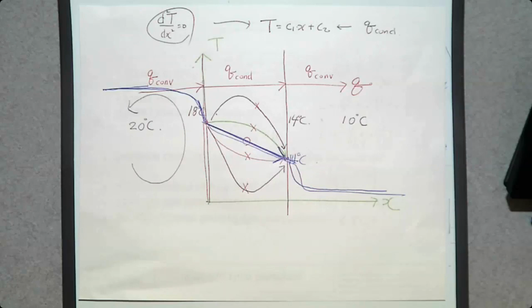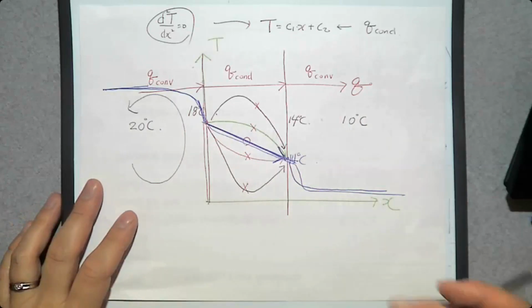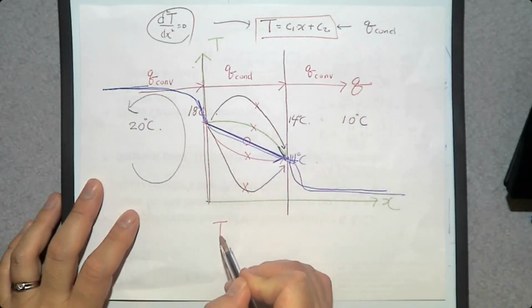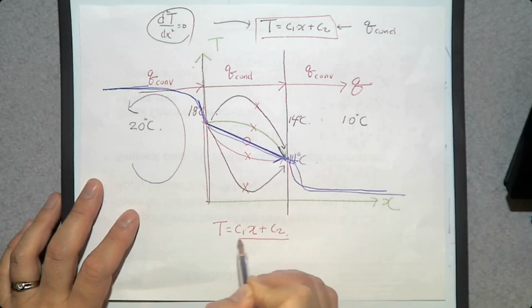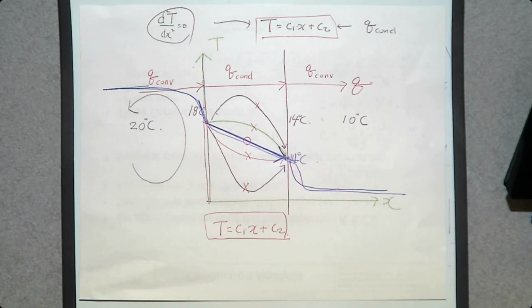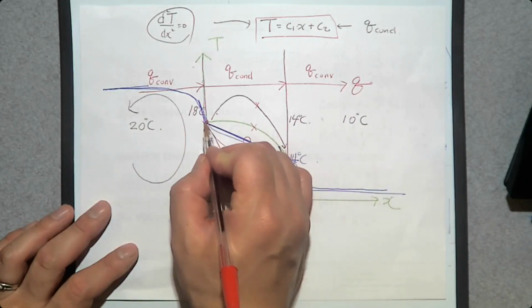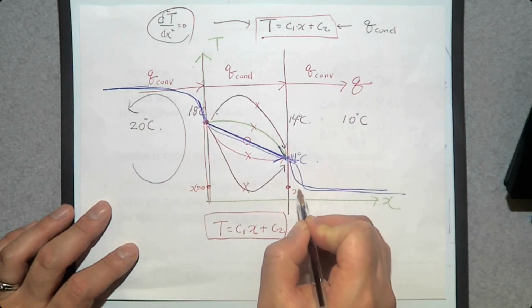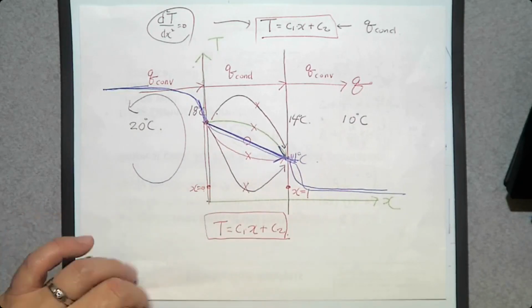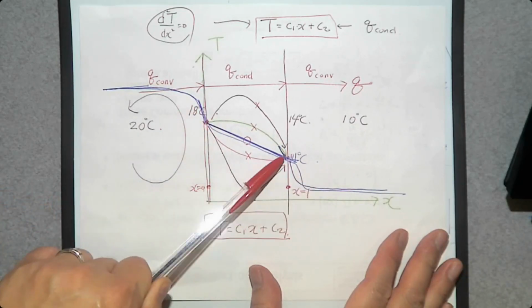Now, if I just want to study this heat transfer within a solid, the conduction heat transfer, is it difficult? Not much. The equation is pretty simple. T is C1x plus C2. Then, is it hard to determine C1 and C2? Not really. Let's assume that this is when x is 0, and this is when x is 1. When x is 0, temperature is 18. When x is 1, temperature is 14.